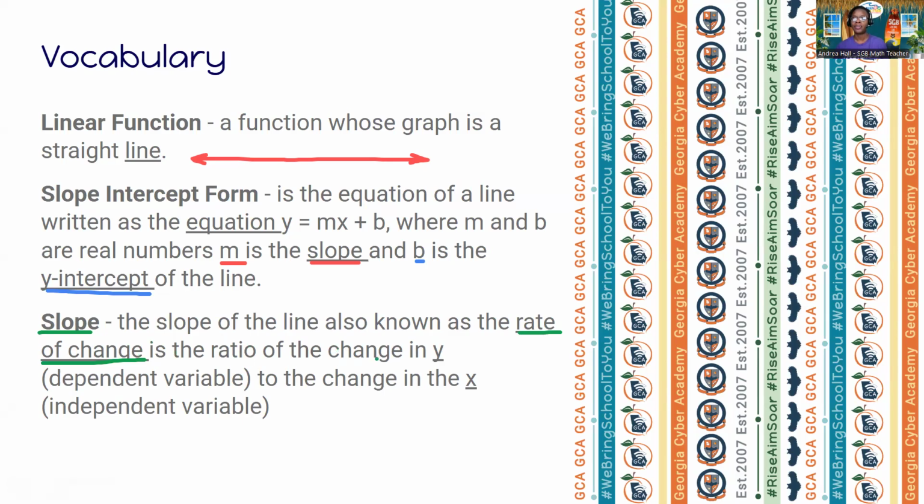Slope is the ratio of the change in y, the dependent variable, to the change in x, the independent variable. You're probably used to seeing it as m equals y sub 2 minus y sub 1 all over x sub 2 minus x sub 1. That is the slope formula. You should have that memorized. It's going to be on your formula sheet, but you need to know how to use it. And that's what we're going to hop into today. So go ahead, pause the recording, and write these terms down if you don't have them written down already.